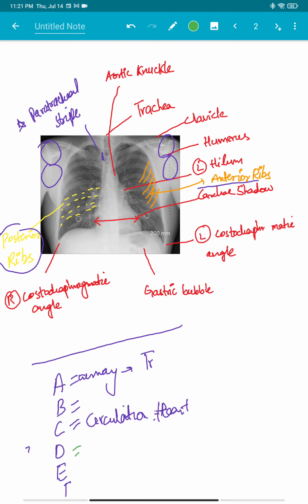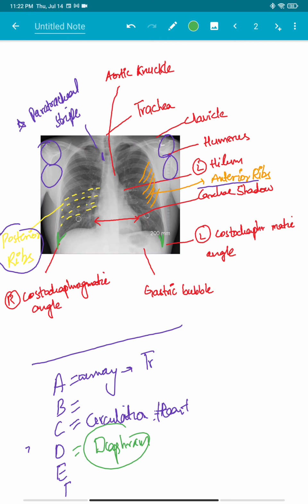Okay, now D for the diaphragm. We can look for the diaphragmatic angles, their sharpness, any mass around that, any effusion present there. Here I will show you how to see the costodiaphragmatic angles. You can see that I am making a notch, a thin notch. Always look for it. It should be sharp. If it's not sharp, then there may be a pathology.